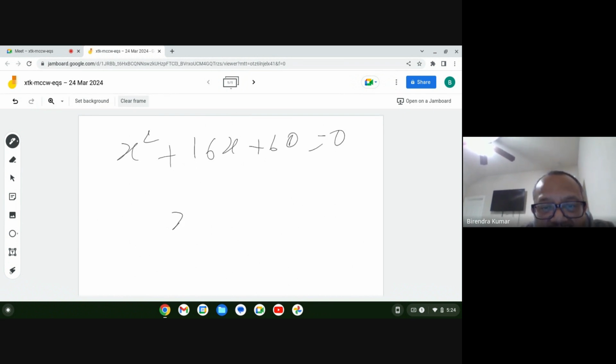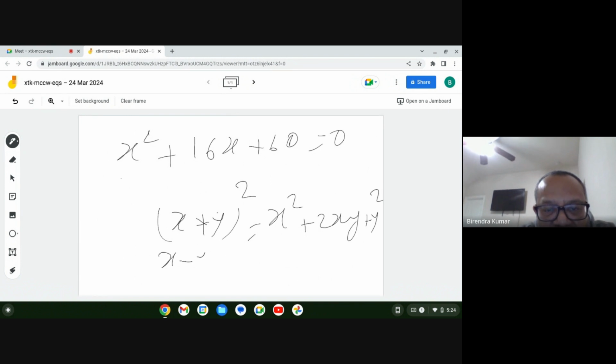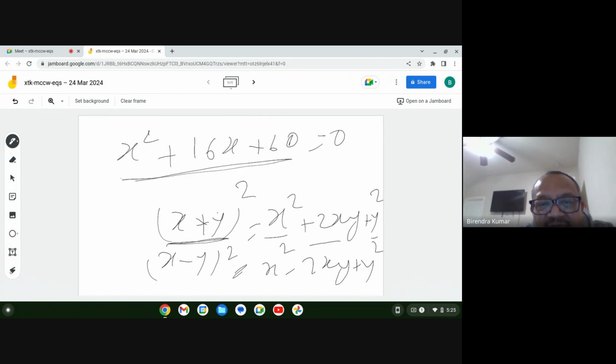If I look at the formula for the identity, (x plus y) square is x squared plus 2xy plus y squared. This is what the formula is. If it is (x minus y) square, this can be written as x squared minus 2xy plus y squared. Right? Here everything is plus. So the nearest possible is (x plus y) square. Everything is plus, right? So it can be similar to this one.